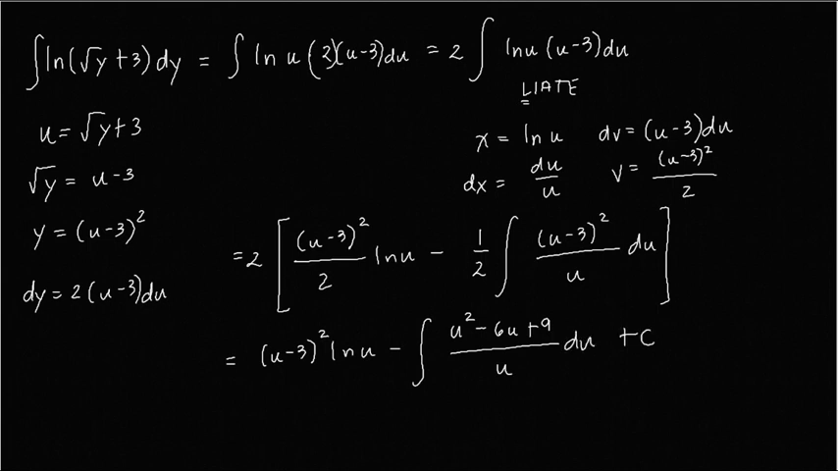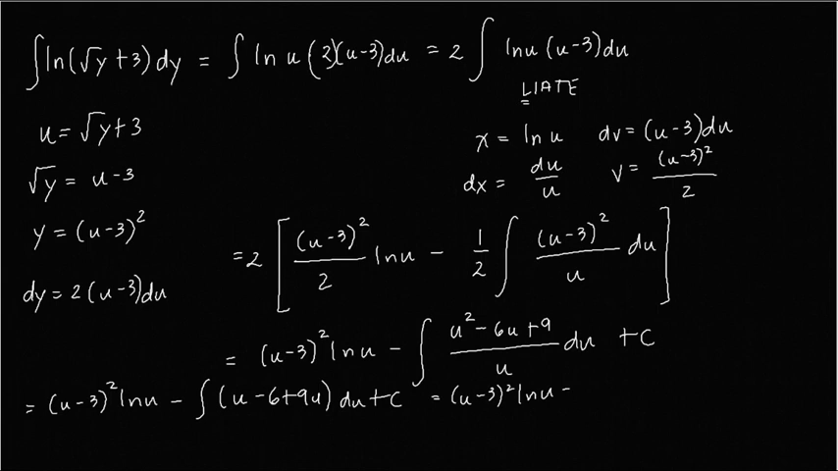Lagyan na natin ng plus c na. So, we will have what? U minus 3 squared ln of u minus the integral of u minus 6 plus 9 over u du plus c. This will be equal to what? U minus 3 squared ln of u minus u squared over 2 plus 6u minus 9 ln of u plus c. Take note on that negative na ito.